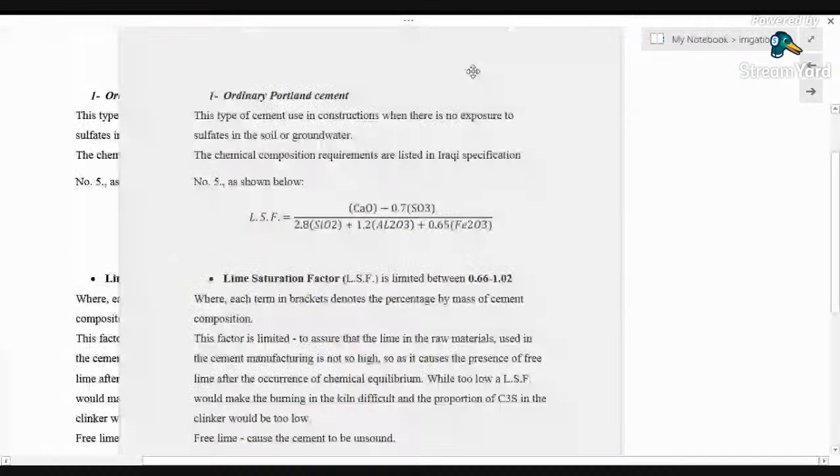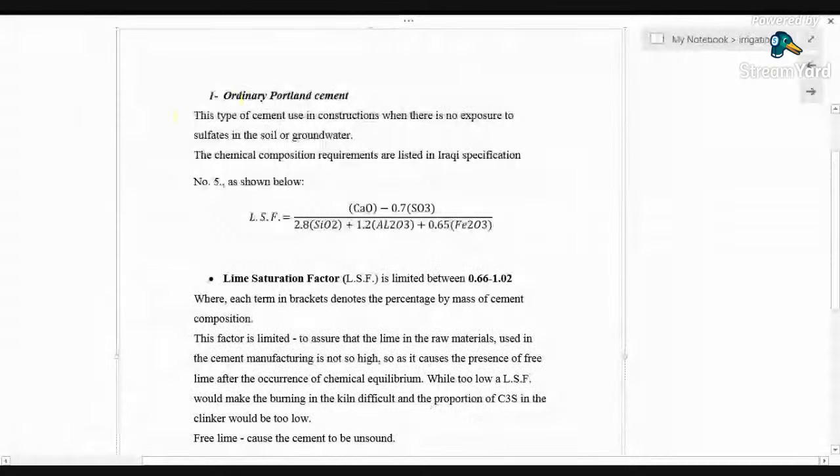Next, this is ordinary Portland cement. First we are going to see the ordinary Portland cement, which I told you is the type of cement generally used in our construction. It is used when there is no exposure to sulfates in the soil or groundwater. So when we are designing any building or structure, and the structure is not exposed to any sulfate attack, the soil does not have any sulfate, or the groundwater table is not very high, then we can go for the ordinary Portland cement.